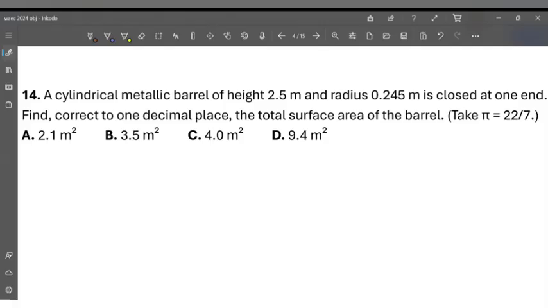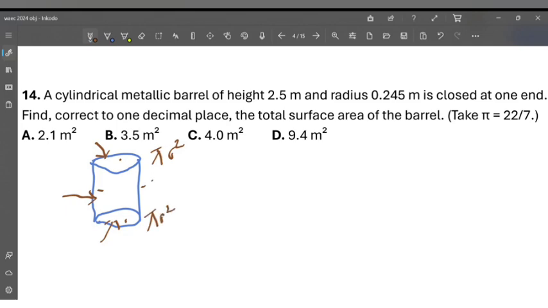Normally, the total surface area of a barrel, let me draw the cylinder. So if I have a cylinder like this, forgive my drawing. You know that a cylinder is basically composed of two circles, one at the top, one at the bottom, and also this cross-sectional area. So when you are told to find the total surface area, it means you need to find the area of the circle at the top, the circle at the bottom, and this cross-sectional area. You add them together. That is why you have pi r squared as the area of the top, pi r squared as the area of the bottom, and then pi r h as this cross-sectional area.